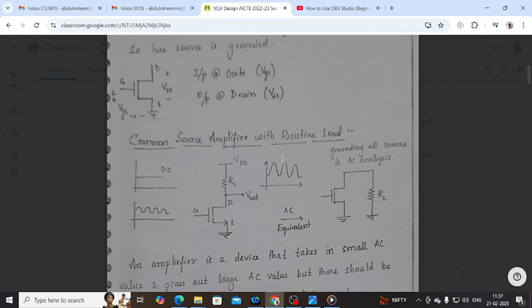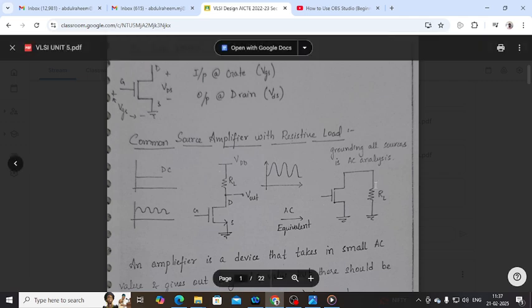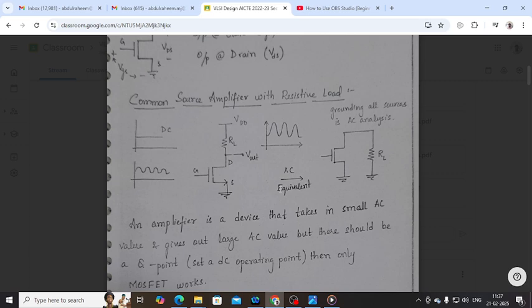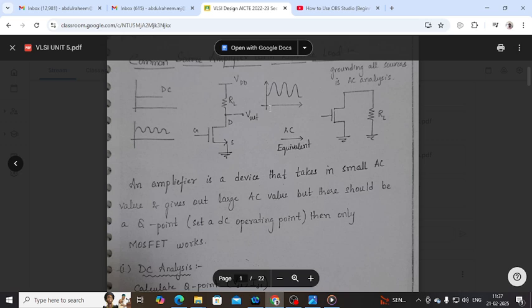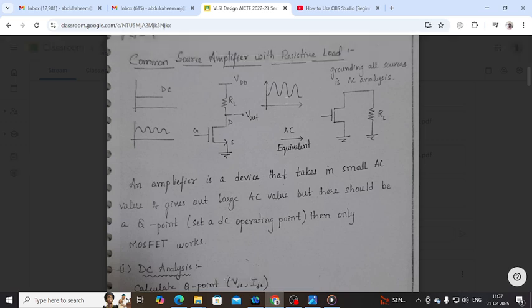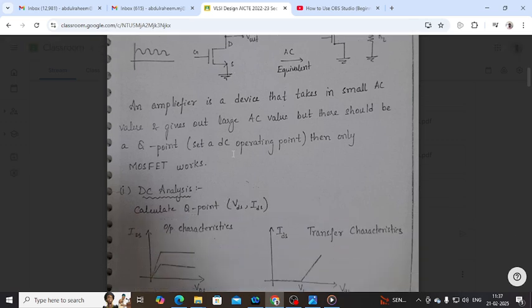If I convert it into the AC equivalent circuit, the load resistance is connected across the output. That's simple. The amplifier device is given a small AC signal, and you get a larger AC signal. The input small signal, of the order of millivolts, is amplified with a 180 degree phase shift. So let's start with the DC analysis.